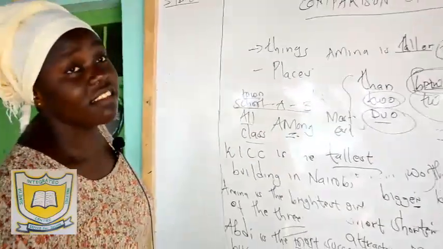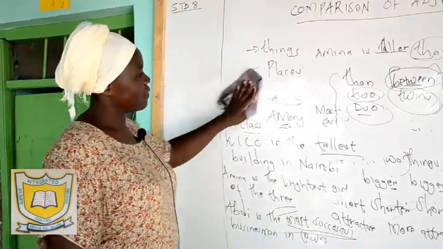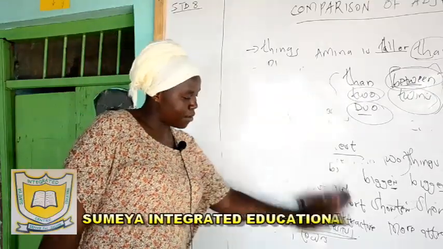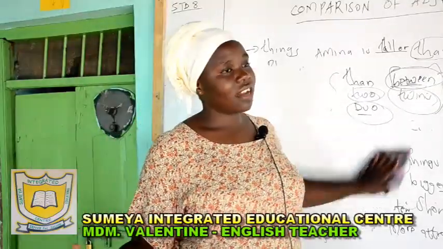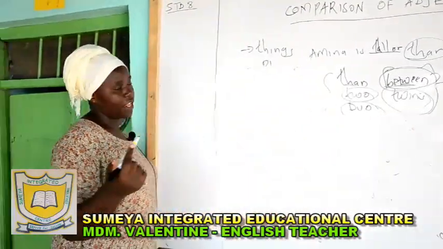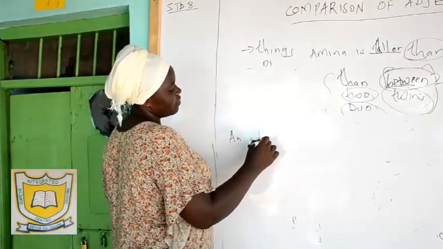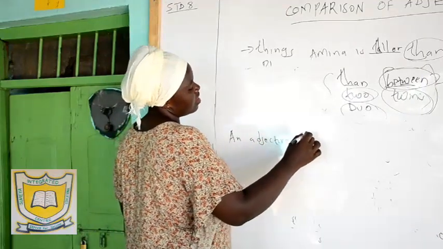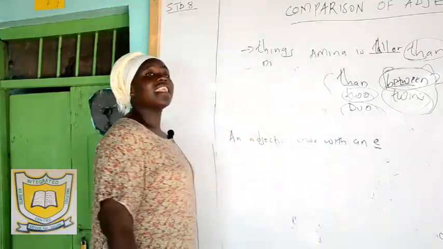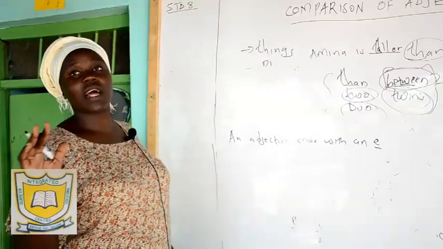Now, what is the rule of forming the er or est form of an adjective? Most people do not know when to use er, for example, or they know how to write er but do not know how to use it in a sentence. This is the rule. If an adjective ends with an e, you simply add an r or an st in the comparative or in the superlative.